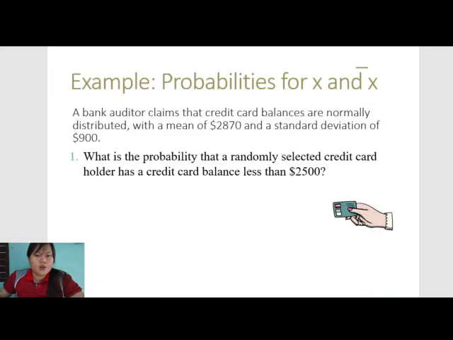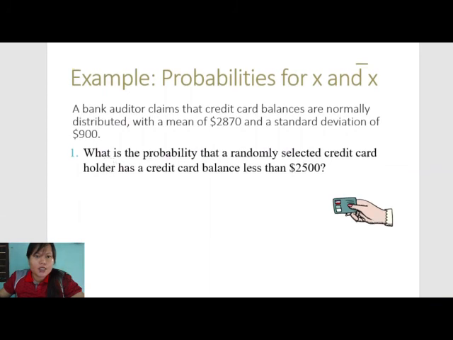Okay, so next. So ito naman, a bank auditor claims that credit card balances are normally distributed with mean of 2870 and standard deviation of 900. What is the probability that a randomly selected credit card holder has a balance of less than 2,500?